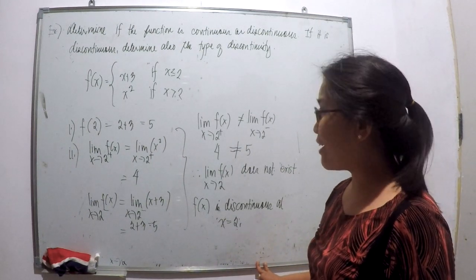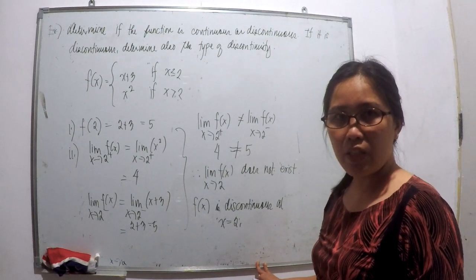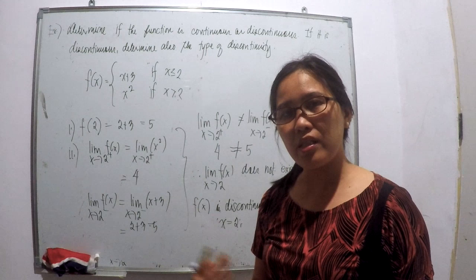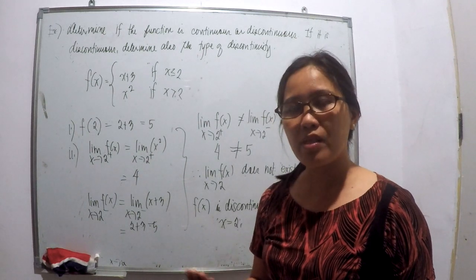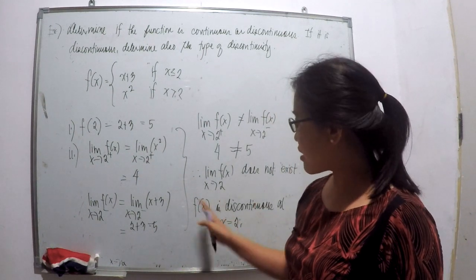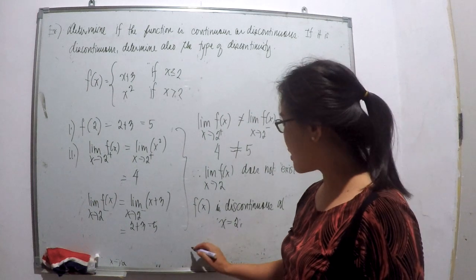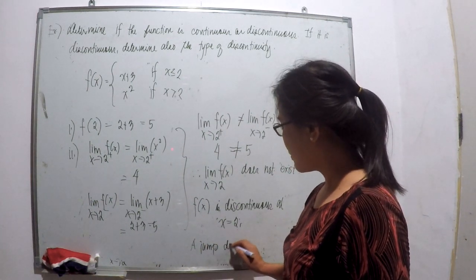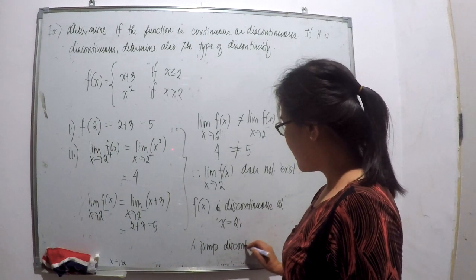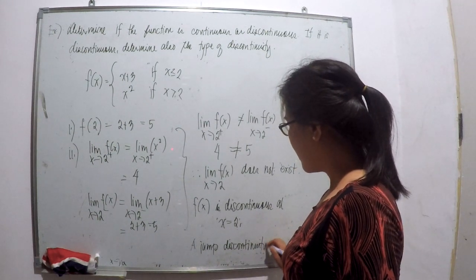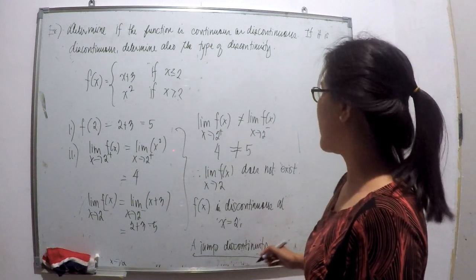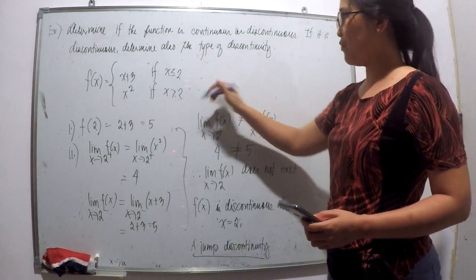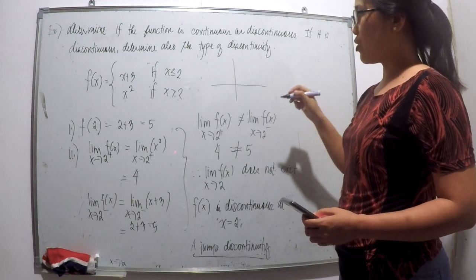The left hand and the right hand limit are not equal. You go back to the description of the 4 types of discontinuity. This type of discontinuity is a jump discontinuity. And you can verify this one if we sketch the graph of f of x.